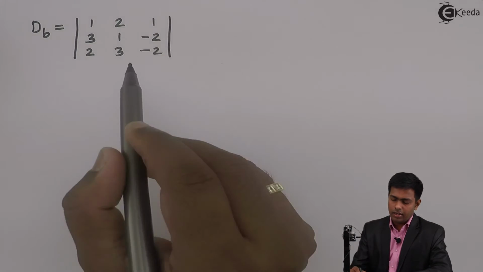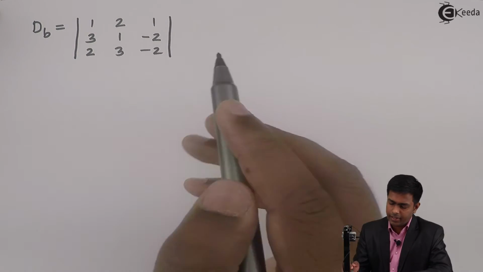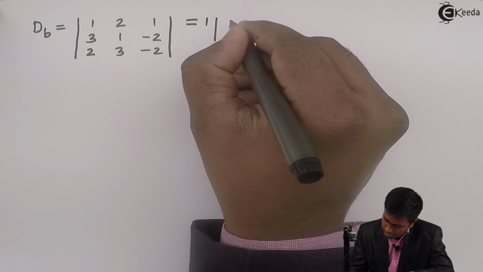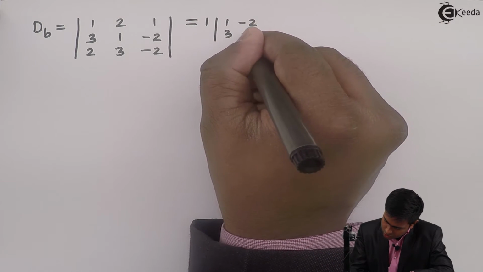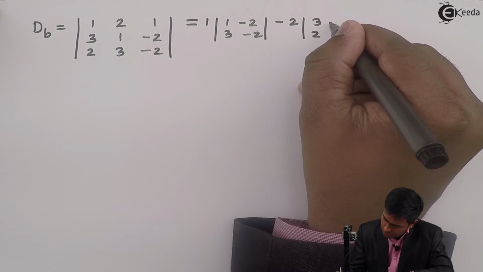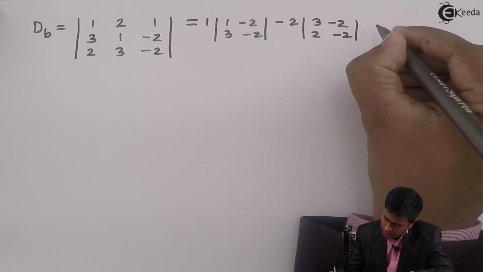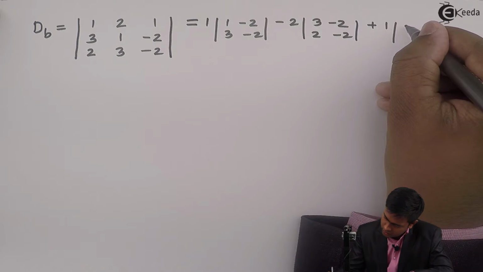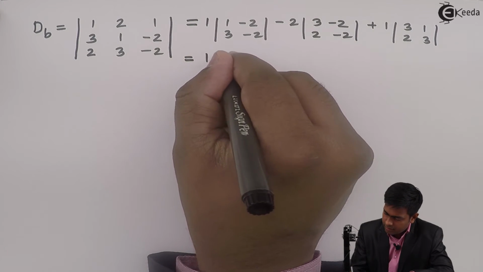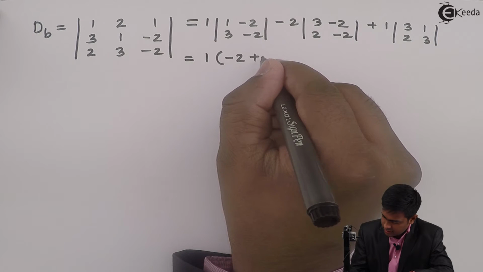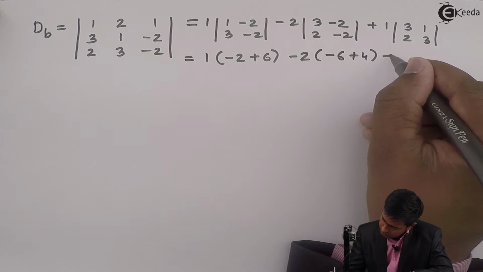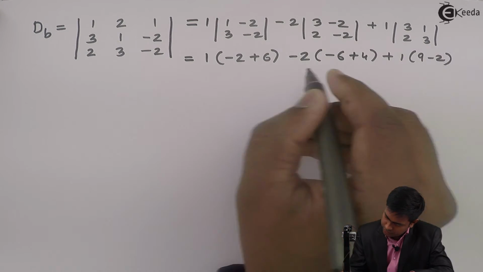So by solving this determinant, we will get 1 into the minor 1, 3, minus 2, minus 2, minus 2 into the minor 3, 2, minus 2, minus 2, and plus 1 into the minor 3, 2, 1, 3. So we'll get here minus 2 plus 6, minus 2 into minus 6 plus 4, plus 1 into 9 minus 2.